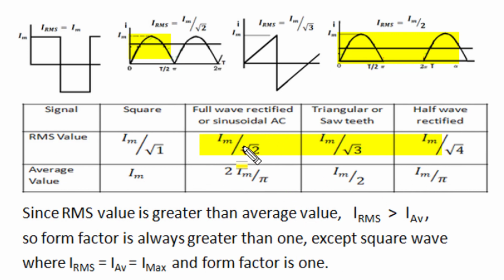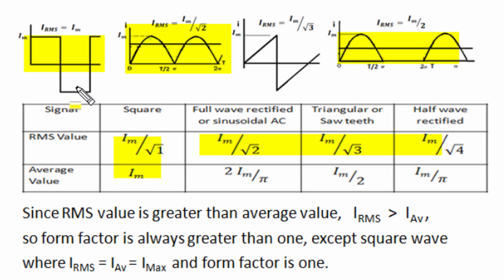And if we take ratio of RMS to average, we will get form factor greater than 1. It is pi upon 2 root 2 or 1.11 for standard sinusoidal signal or full wave rectified output. It is 2 by root 3 for triangular or sawtooth wave, and it is pi by 2 or 1.57 for half wave rectified output. But for square wave, its peak amplitude, RMS value, average value, all are Im.